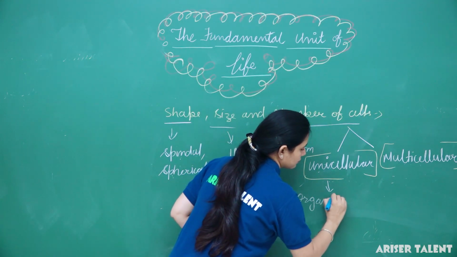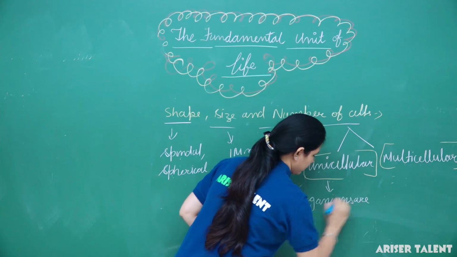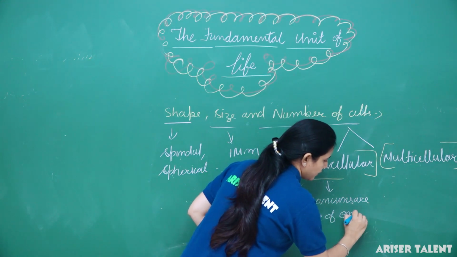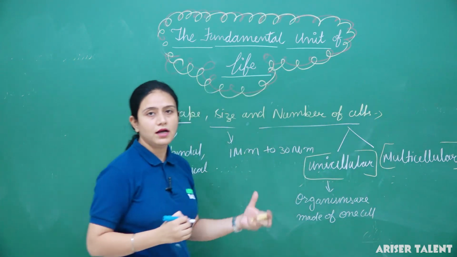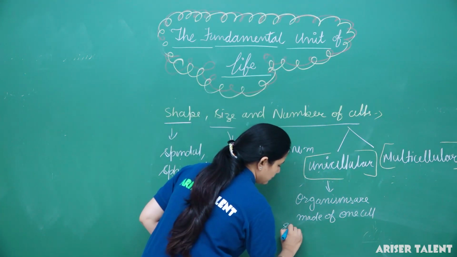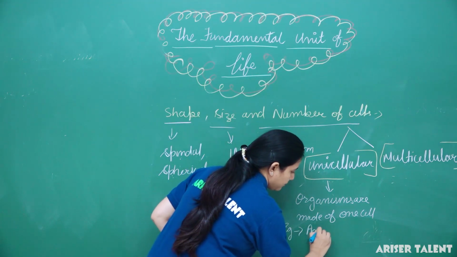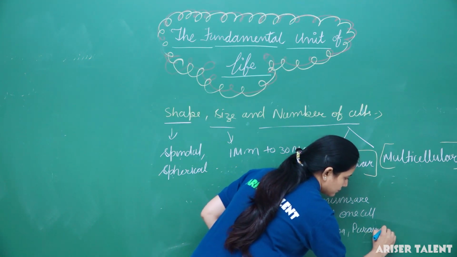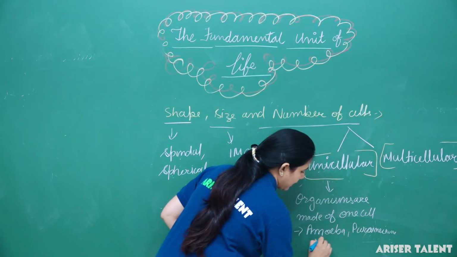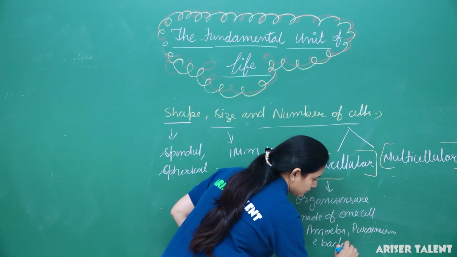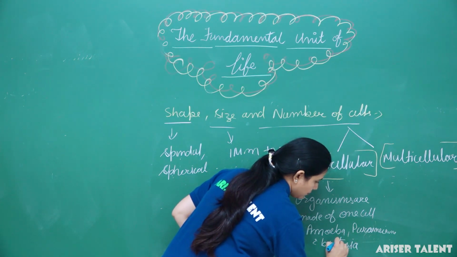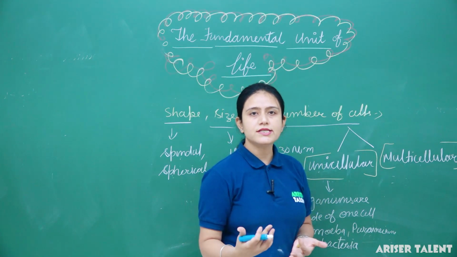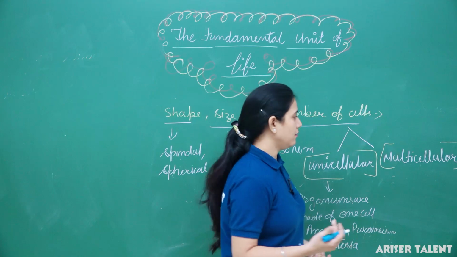Organisms are made of one cell. For example, amoeba, paramecium and bacteria. Okay, they all are made up of one cell. This is the reason they are known as unicellular, and these are the examples.